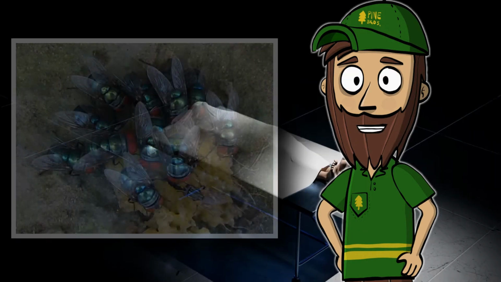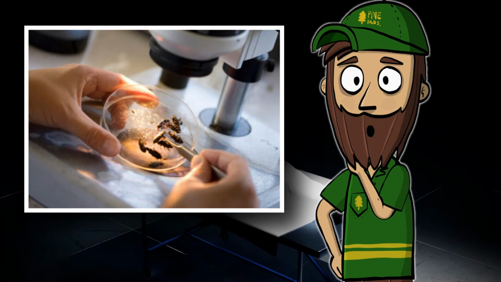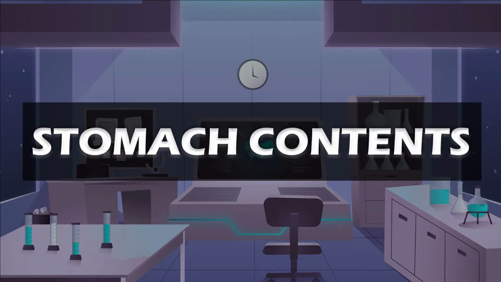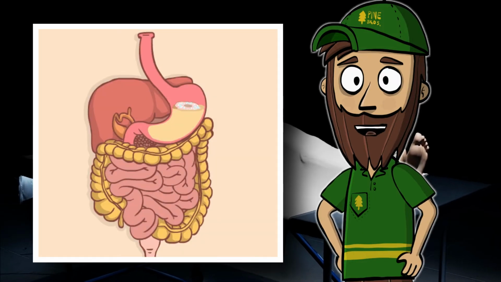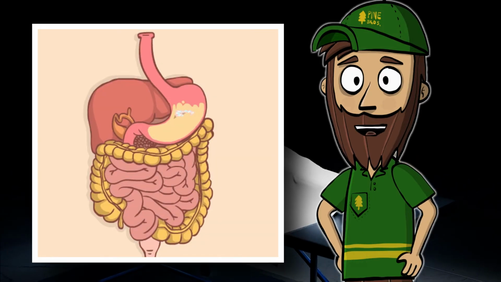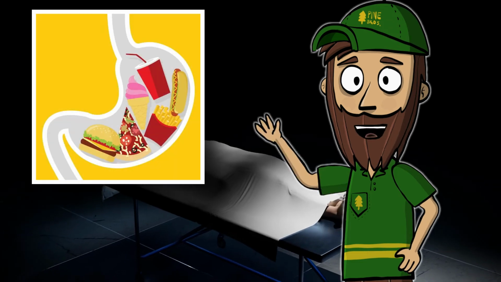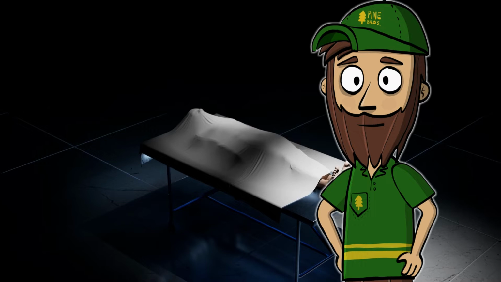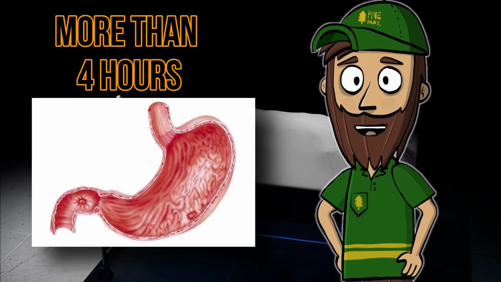If the flies get access to the body right away after death, taking samples of the maggots present to an entomologist will give you a reasonably accurate time of death. Stomach contents. Based on the degree of digestion, the food recovered in a victim's stomach can provide an approximation of the time of death. If a victim's stomach is mostly full with undigested food, the death most likely happened an hour or two after the meal. The death probably happened more than 4 hours after eating, if the stomach is empty.